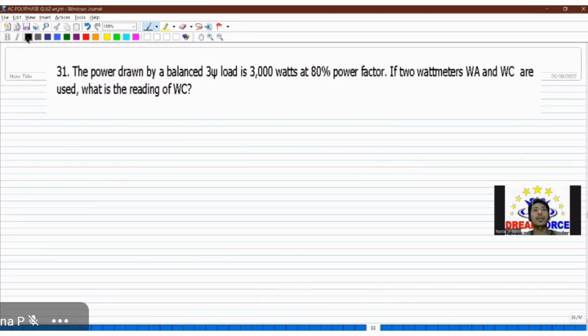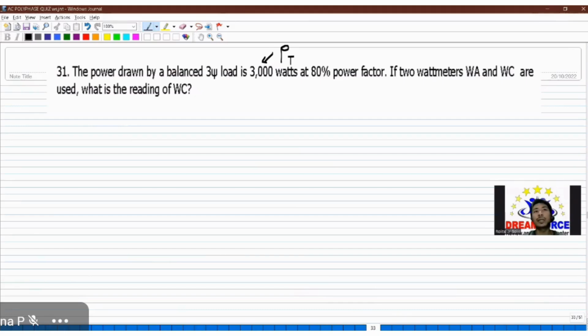So the power drawn by a balanced three-phase load is 3,000 watts at 80% power factor. Again, it's a balanced three-phase load, so wala namang sinabing H load. So meaning yung 3,000, yan yung total. At 80% power factor, if 2 wattmeters, watt A and watt C are used, what is the reading of wattmeter at C? Ganun naman, di ba?